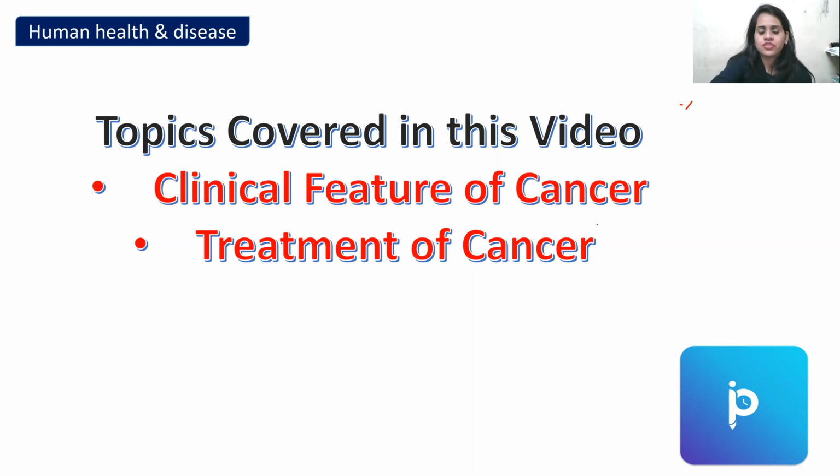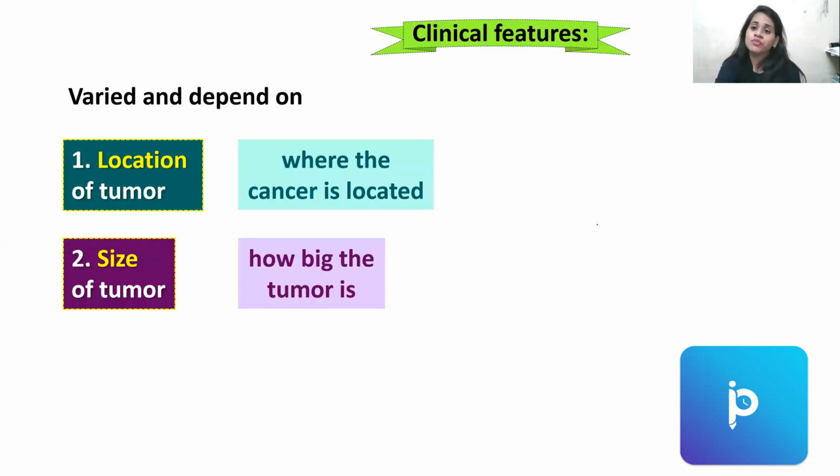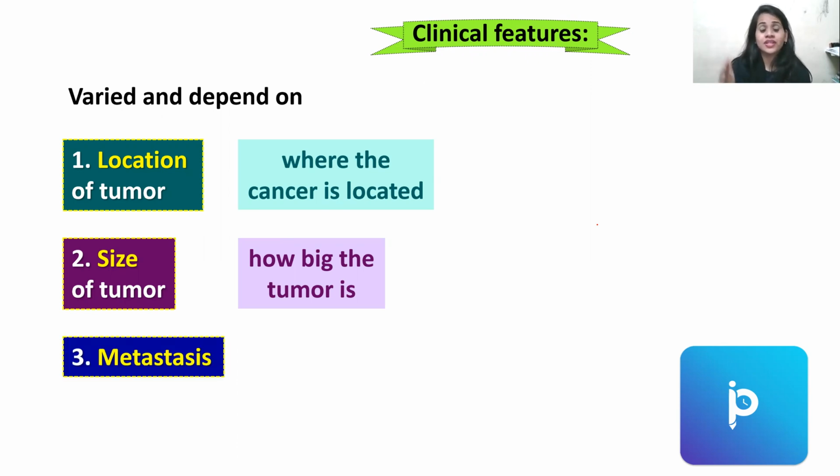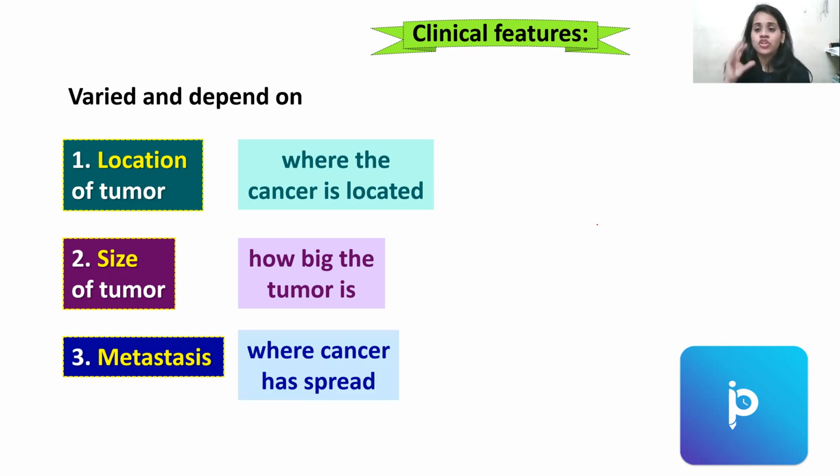See, the clinical features of cancer actually depend on the location of the tumor, right? In the initial section, we talked about how a tumor can grow anywhere in the body. So wherever it is growing, it is going to produce symptoms at that place. The clinical features depend on the location of the tumor, the size of the tumor, at which stage the tumor is, and whether it is showing metastasis or is confined to a particular area. So these are the three conditions on which the symptoms and signs of cancer depend.